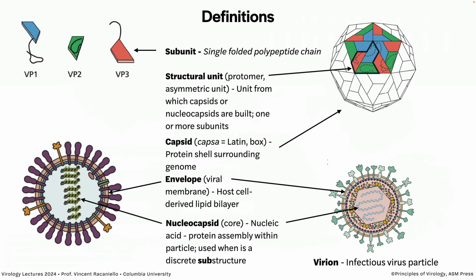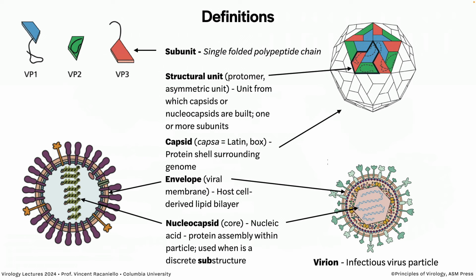So this structure, that's a virus particle, of course, which we call a capsid, and we're going to define it in a moment. But the structural unit is what we use to build the capsid. Obviously, there's a hierarchy of things going on here. The subunits build the structural units, and the structural units build the capsid. The capsid is the protein shell around the genome. It's just protein, no membrane. Capsa is Latin for box. And that's a capsid in the upper right.